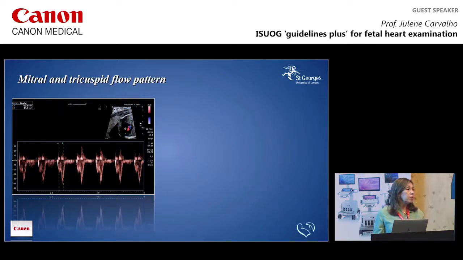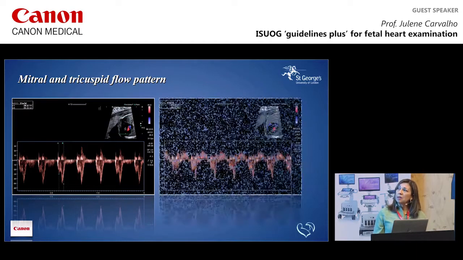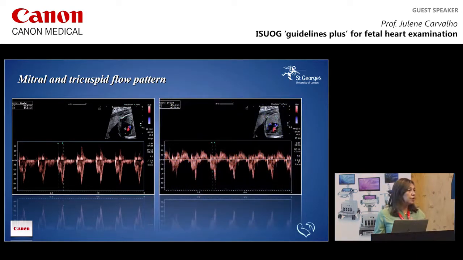Now, mitral and tricuspid flow can be quite variable for physiological, biological reasons, but that's the normal waveform. If you're not used to that, it's a biphasic waveform with the first wave being the early systole and the second wave being atrial systole. And normally, the E/A ratio is less than 1 during pregnancy, which is different from the child in the postnatal life.